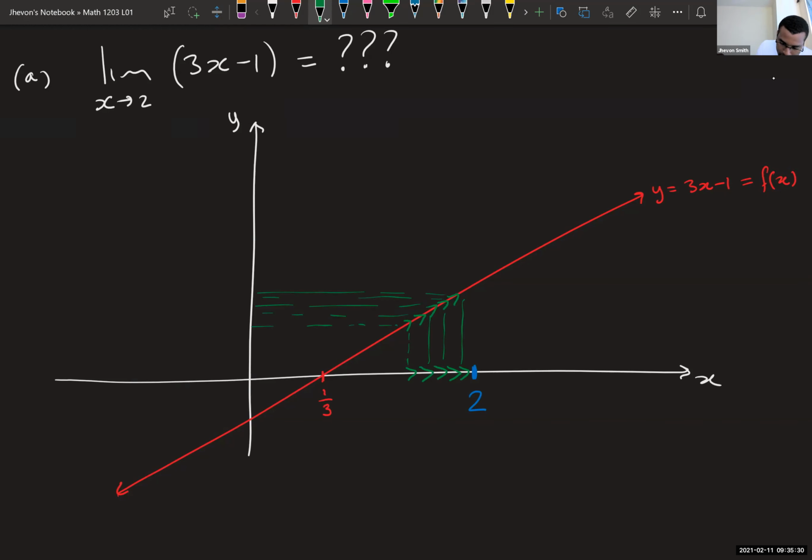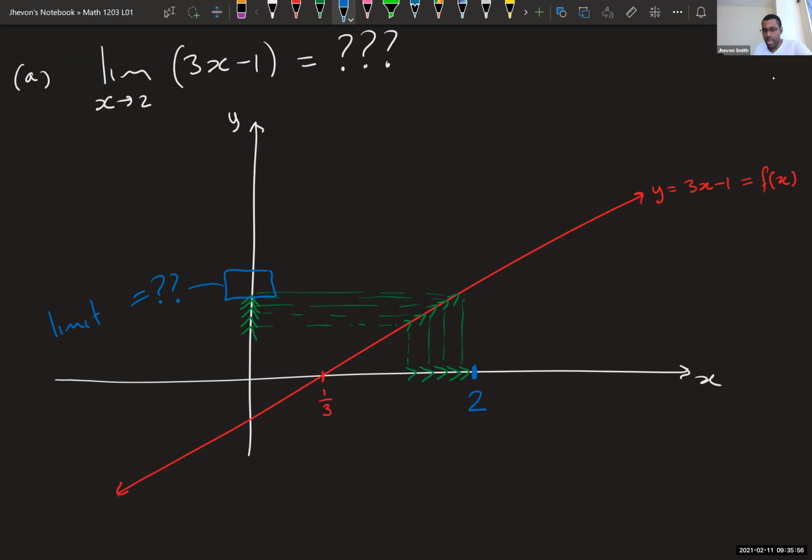Right? So at the same time, my function's output is behaving like this. The output is getting close to some value, right? That value is the limit. So the limit is the y value we're getting close to when our x value is getting close to something. So as I get close to 2, it's getting close to that.